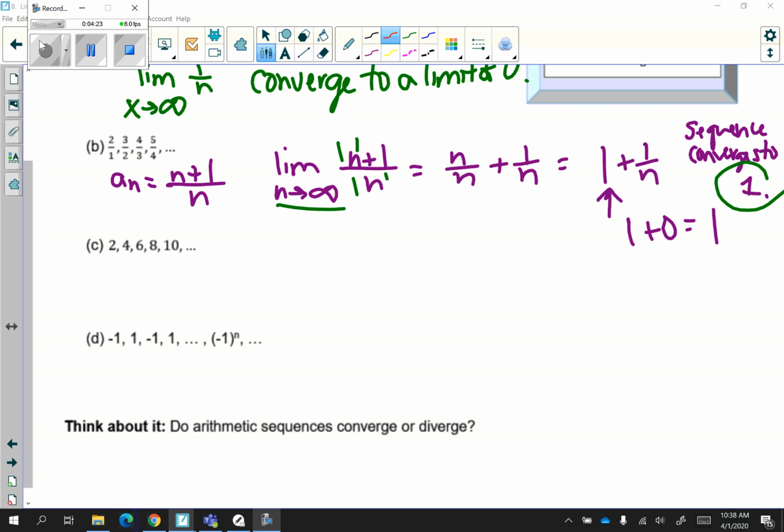Let's look at C. So let's find the sequence of C. 2 times n. So I really want to find the limit as n approaches infinity of 2n. If I substitute values 1, 2, 3, 4, 5, and so on all the way to infinity, the sequence is going to go to infinity, which means the sequence diverges.